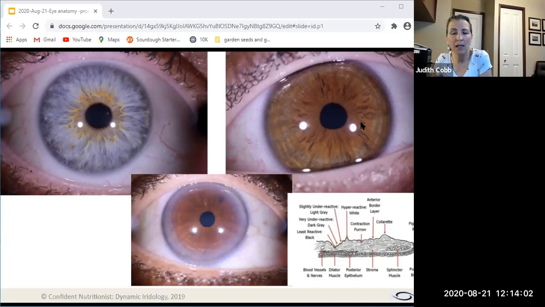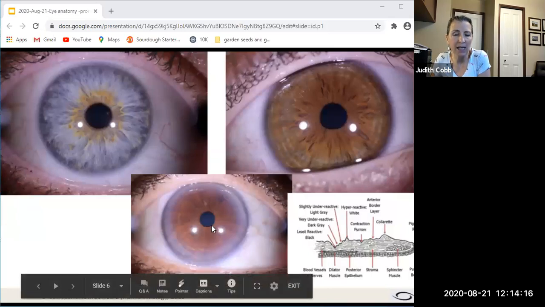Now, in this dark of an eye, again, what we see is the textural change of the sphincter muscle tissue, or the tissue that is sitting in front of the sphincter muscle, to the tissue that's in the rest of the eye. And in a darker biliary or hematogenic eye, a brown eye, sometimes that sphincter muscle appears a lighter color.